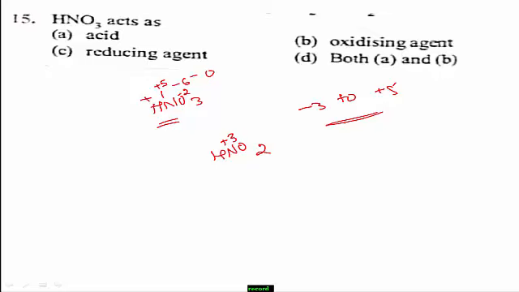Remember students, in HNO3 the oxidation number of nitrogen is +5, which is one of the maximum values, hence it can act as an oxidizing agent and as an acid only. So option D is the right answer. Option D is the right answer.